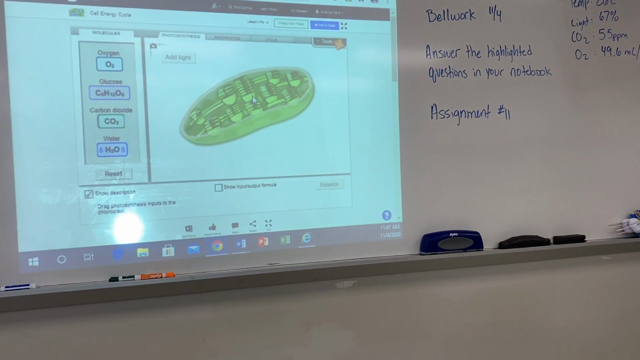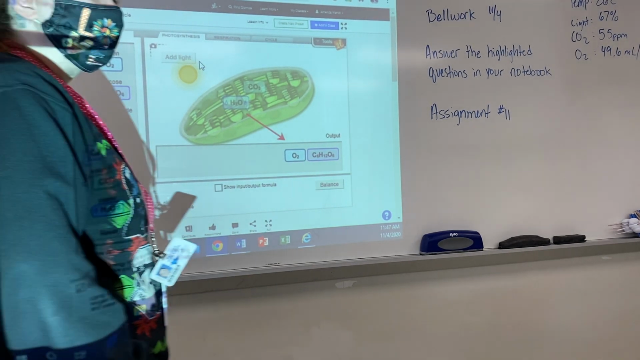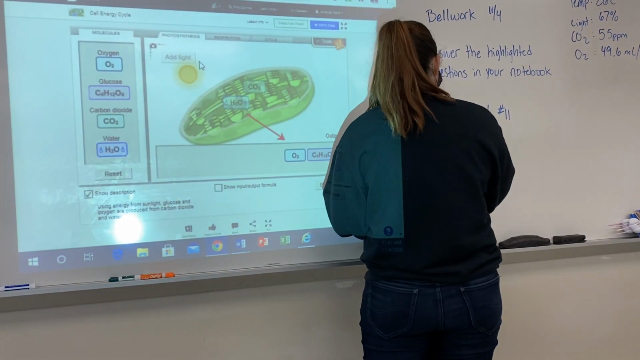So what process is happening in our chloroplast? Photosynthesis. So look at these. What do I need to put into my chloroplast for photosynthesis? CO2 and water. And if I add light, what am I going to make? Oxygen and glucose. So, on your paper, write down the balanced chemical equation for photosynthesis.